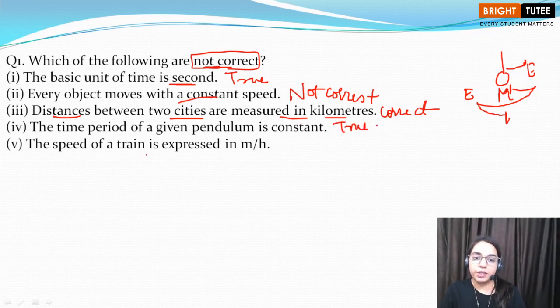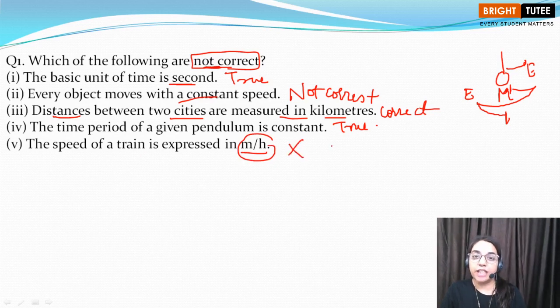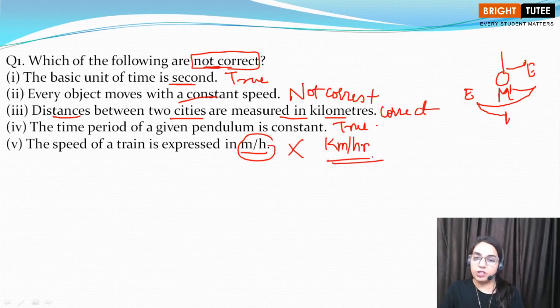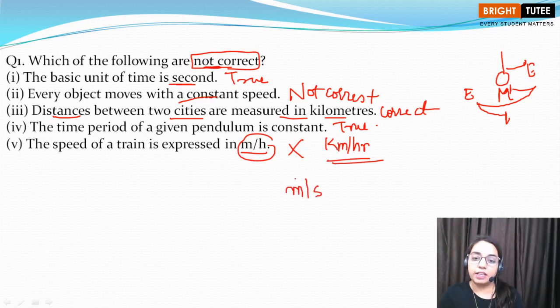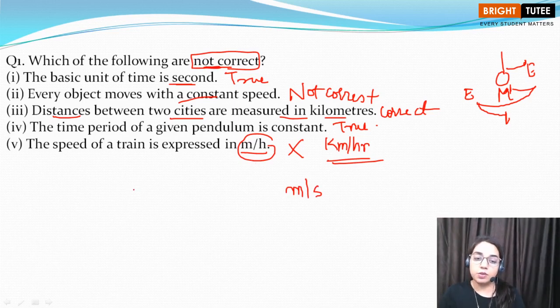Next is, the speed of train is expressed in meter per hour. No children, this is wrong. Speed can be mentioned in kilometer per hour. For train it is always mentioned in kilometers per hour, but it can be converted into meter per second. But meter per hour cannot be the correct unit. So whenever you are solving any numerical, you have to first of all check whether all the dimensions which are given, their units are correct or not.